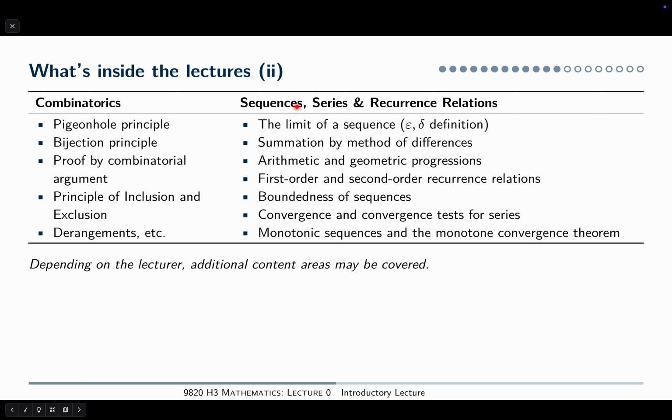We have sequences and series and recurrence relations, epsilon delta, method of differences, AP/GP, first order and second order recurrence relations. There's a slight overlap with further mathematics over here, but we have chosen to include that for completeness. We also have boundedness of sequences, convergence, monotonic sequences, and the monotone convergence theorem.